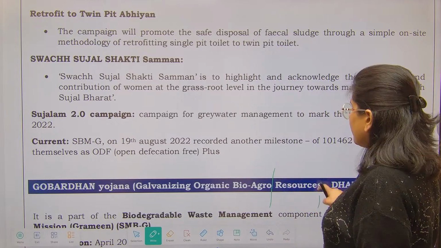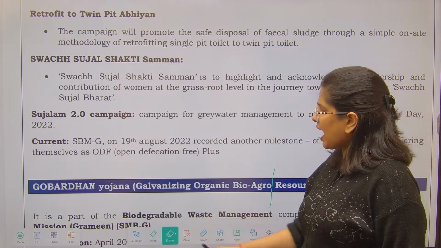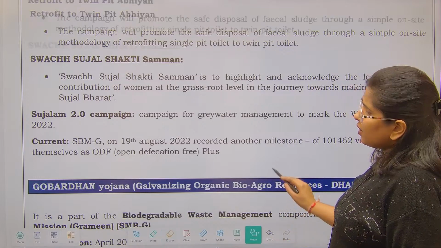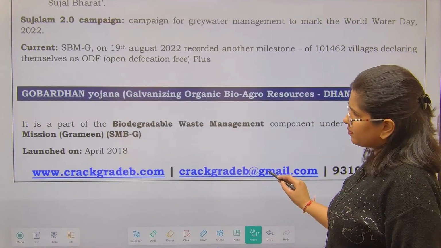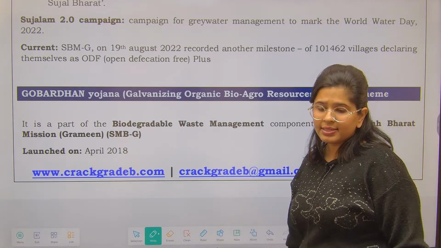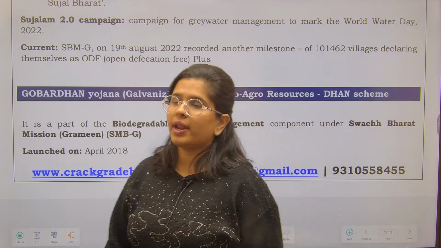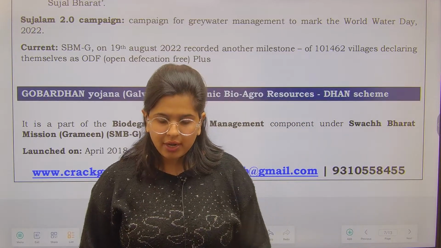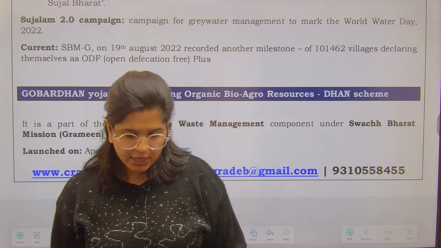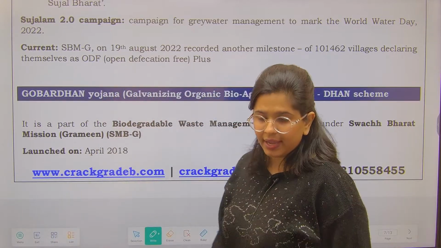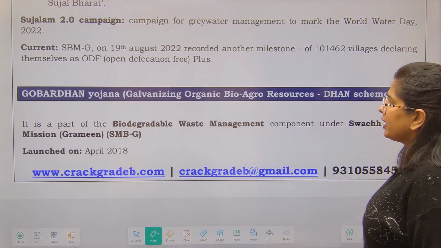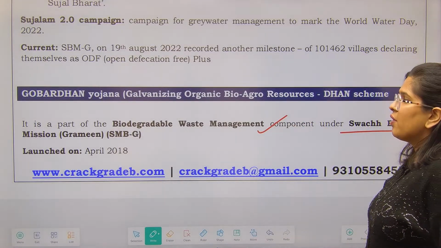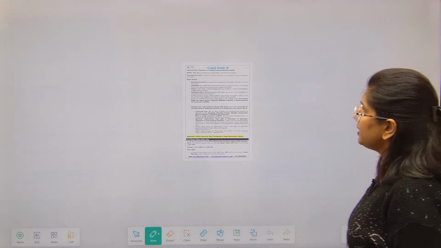Moving ahead and talking about the next thing that we have in hand called as the Gobardhan. Now this is something which stands at the crossroads of your agriculture, soil and water management, right? Soil and water related schemes और agriculture के बीच में आपकी ये scheme पड़ती है. So it is a part of biodegradable waste management component under the Swachh Bharat Mission Gramin, was launched in April 2018, right?